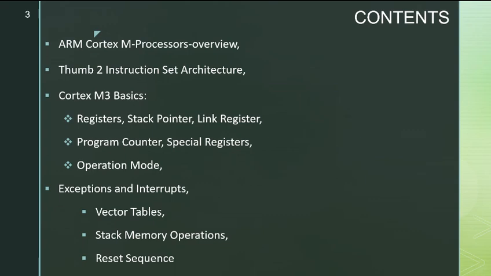These are the contents we are going to cover in this presentation: ARM Cortex-M processors overview, Thumb-2 instruction set architecture, Cortex-M3 basics, in that registers, stack pointer, link register, program counter, special registers, operation modes we will be studying, and then exceptions and interrupts which are caused in the processors. For that, we will be studying about vector tables, stack memory operations, reset sequence.